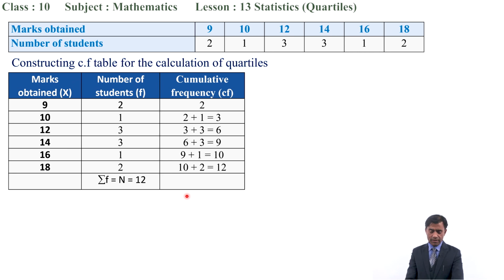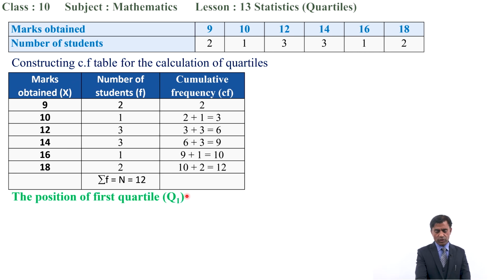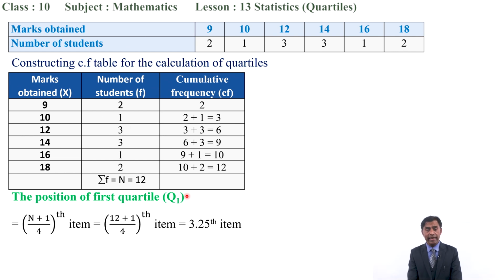What is the formula? First we will find the position of the first quartile. So the position of the first quartile Q1 is equal to (n plus 1) by 4, which is similar to individual data, where n represents the total of the frequency. Summation of f, in the table we can see, is equal to 12. So (n plus 1) by 4, (12 plus 1) by 4. Simplify, that is 13 by 4. 13 divided by 4 is 3.25. So the 3.25th item is the Q1 value.